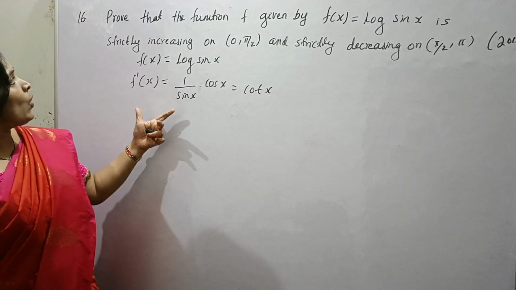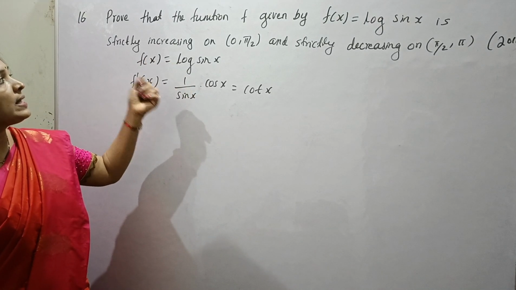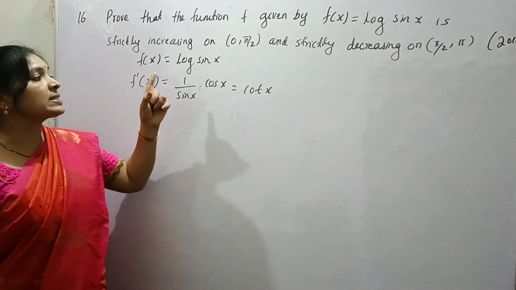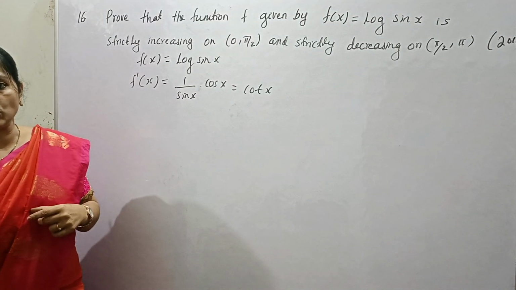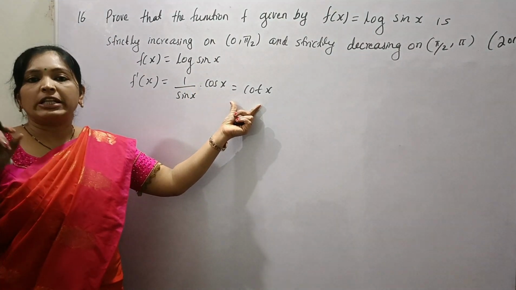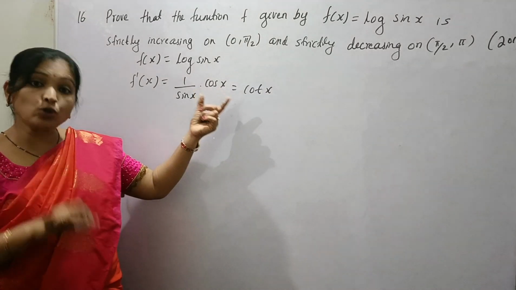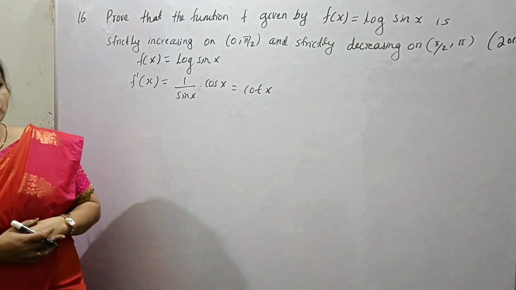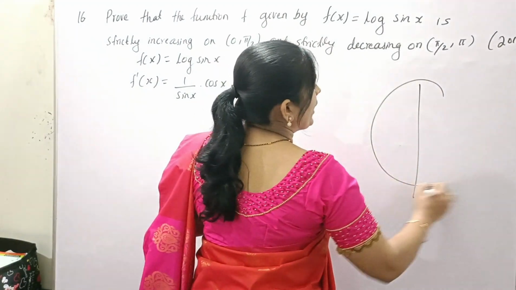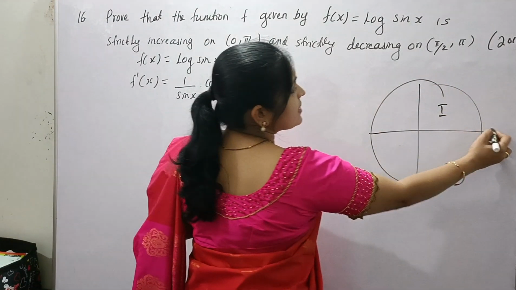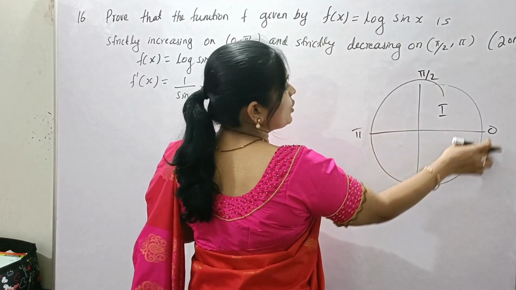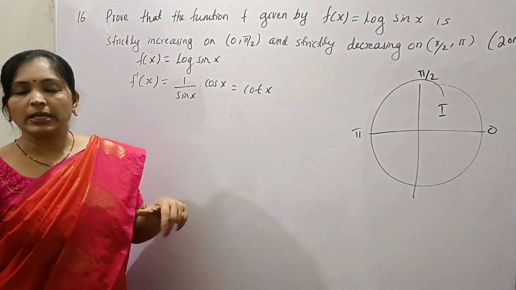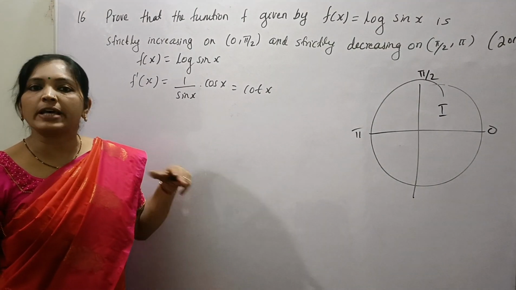So here we have to prove that f of x is strictly increasing on 0 to pi by 2. That means we have to prove f dash of x is greater than 0 in the interval 0 to pi by 2. So we have to prove this cot x is greater than 0 in the interval 0 to pi by 2. We know that 0 to pi by 2 lies in the first quadrant, and in the first quadrant cot x is positive. In the first quadrant all 6 trigonometric functions are positive.